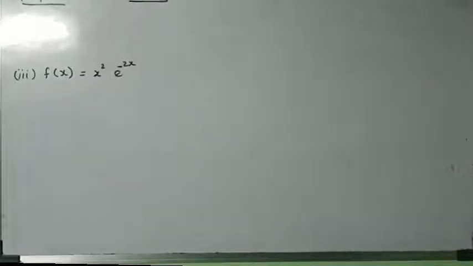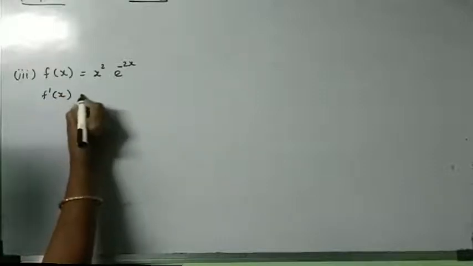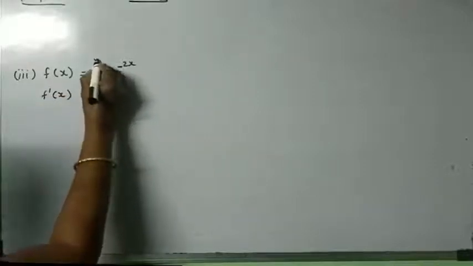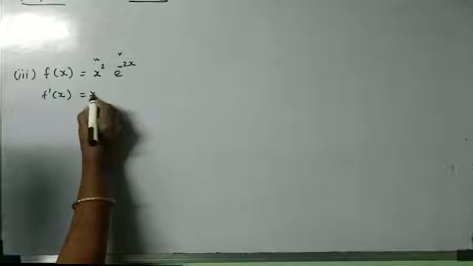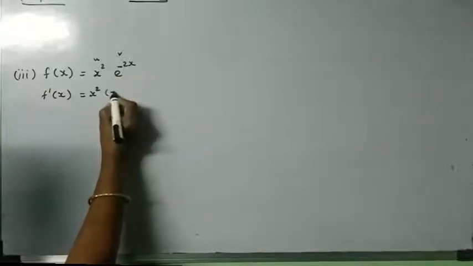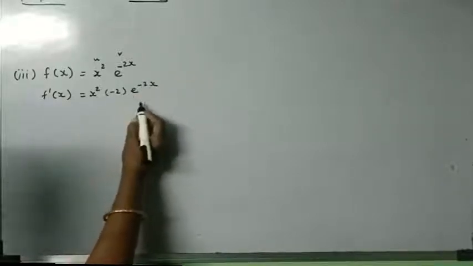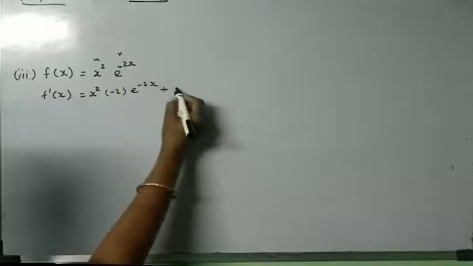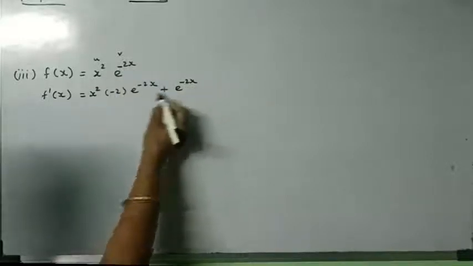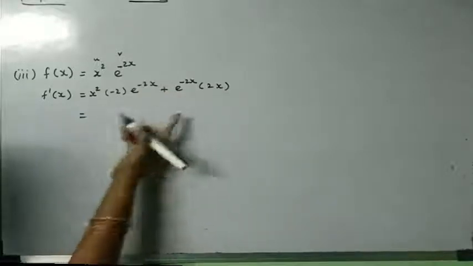Now third subdivision, f of x is equal to x square into e power minus 2x. As usual take the first derivative. So f dash of x is equal to, இதை u இதை v ன்னு எடுத்துக்கோங்க. So u அப்படியே வச்சுக்கோங்க. v differentiate பண்ணா e power minus 2x differentiate பண்ணா minus 2 into e power minus 2x. So u v dash plus v u dash, v na e power minus 2x அப்படியே வச்சுப்போம். x square differentiate பண்ணா 2x. Now take the common factor out.